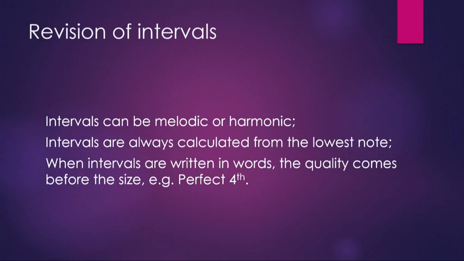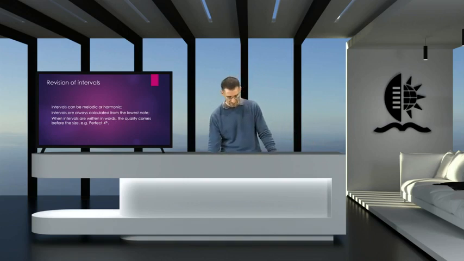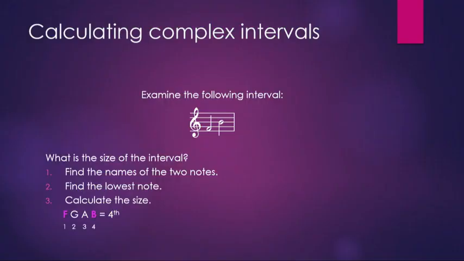Remember this, it's very important. Always calculate the interval from the lowest note. Then, when intervals are written in words, the quality comes before the size. So we don't write fourth perfect, we write perfect fourth. Right, so that's a revision of what we learned last semester. So how do we calculate the quality of an interval? Remember last semester you were just working out the size, and once you'd worked out the size, it was automatically a major interval or a perfect interval. Now we've got to work out if they're minor or major or augmented or diminished.